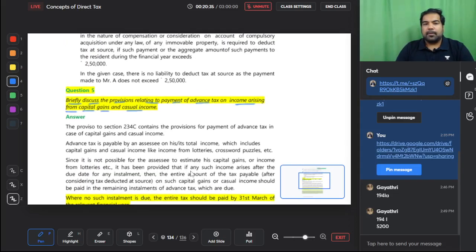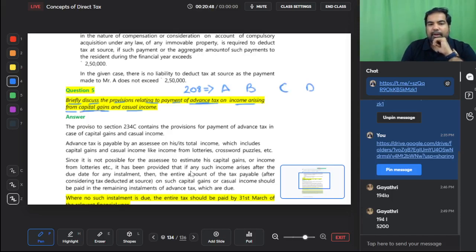Alright, guys, in this case, I told you whenever you are paying advance tax under section 208, it does not apply in 4 cases: A, B, C and D. And in that, capital gains is here, asset sale, and casual income is here. In both these cases, you can't estimate it, and hence the interest will not apply. 234C will not apply in these cases unless, guys, you actually earned it, and from the quarter you earned it, you'll need to start paying.